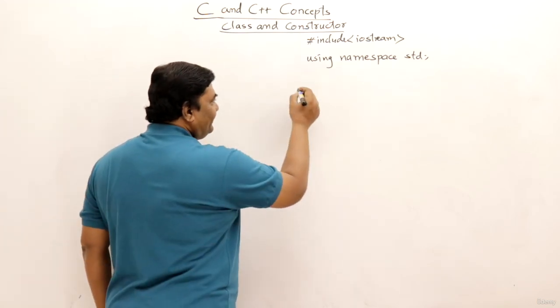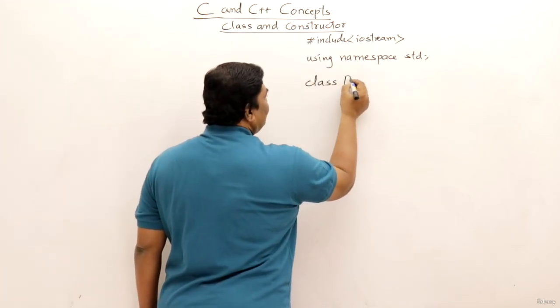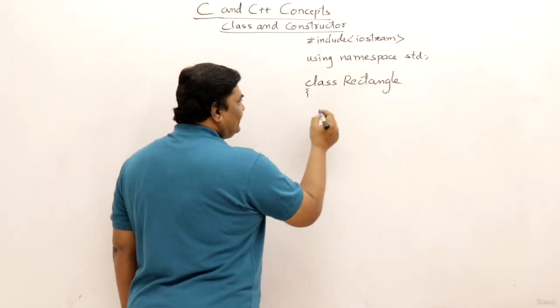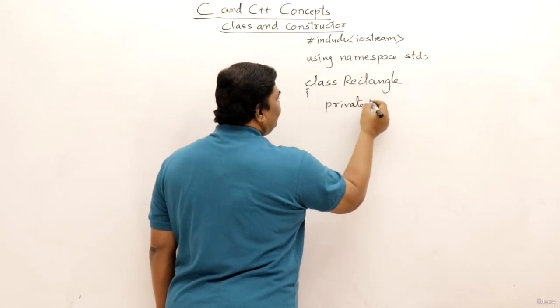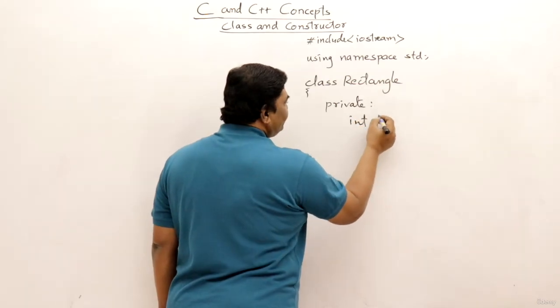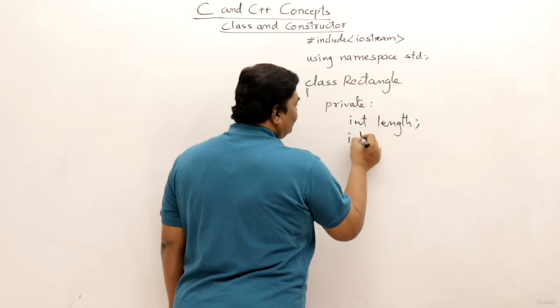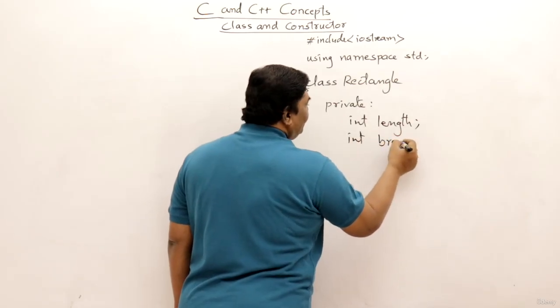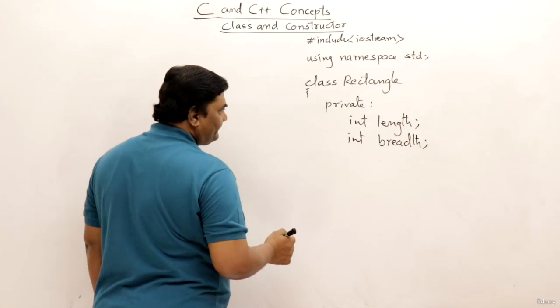Now let us write a class for rectangle. Class Rectangle. Inside the class, first of all, I need data members. So let us declare them as private. I need two data members, one is length and the second one is breadth. I am taking both of them as integer. So if you want to change the data type, you can change them.